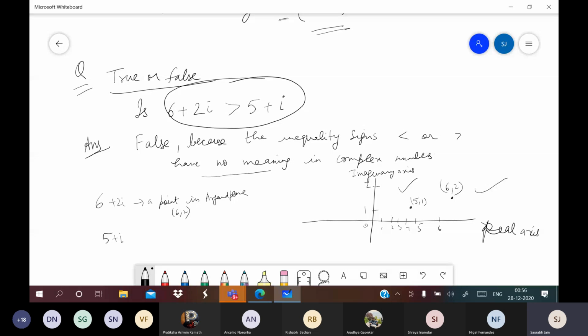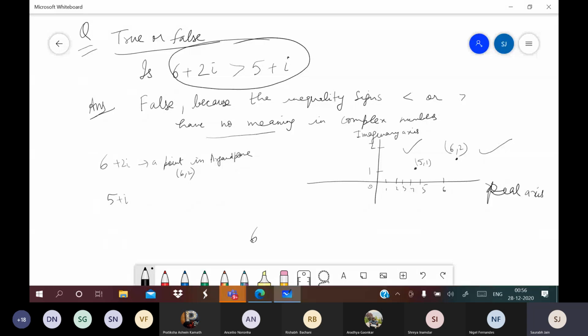But the equality sign holds. Equal sign has meaning. When I say a plus iota b equals c plus iota d, then it is meaningful. Why? Because then we can say that geometrically they represent the same point, so they will have the same coordinates. That is why real parts and imaginary parts are equal. But greater than and less than will have no meaning in complex numbers.